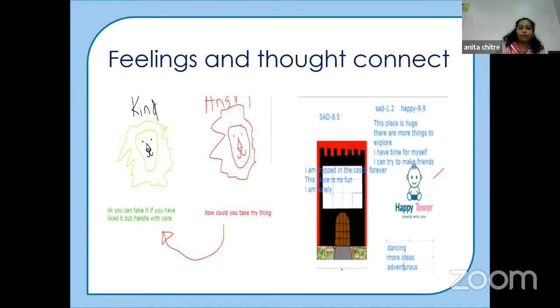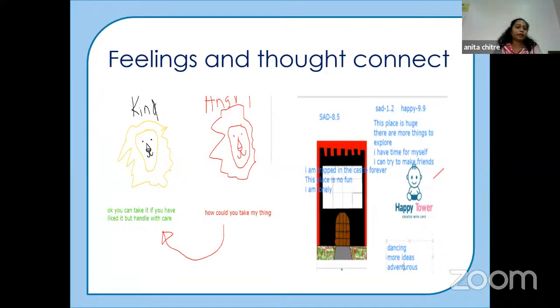So this is how feelings and thoughts connect. In this exercise, the child drew a diagram of a lion who was an angry lion. And he was angry because somebody had taken his things. So he would say, how could anybody take my things?